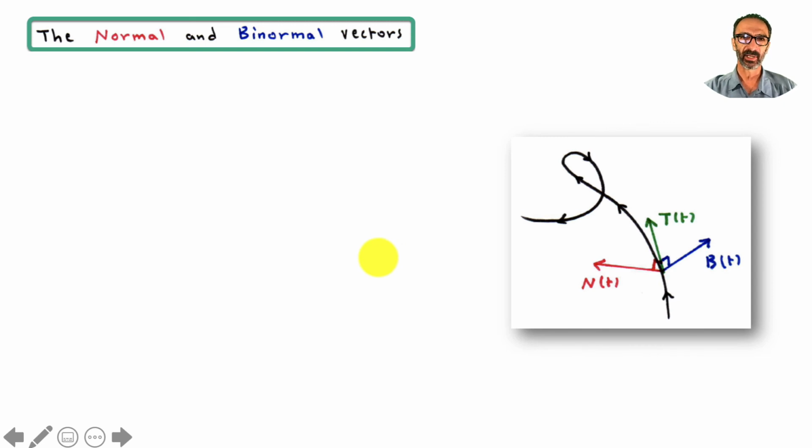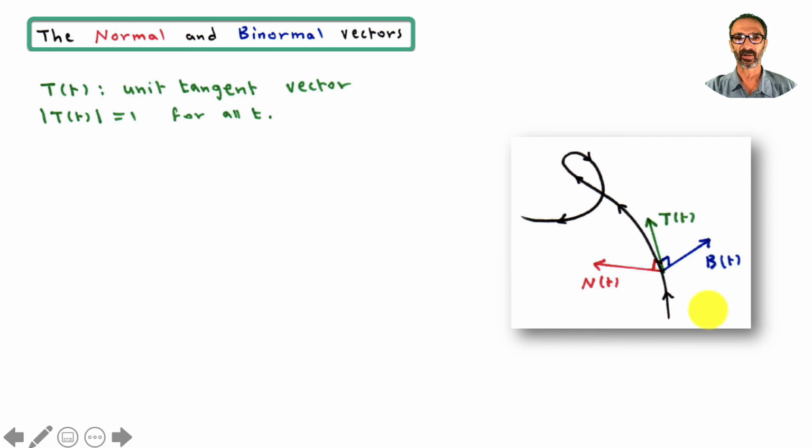This is the last part of this lecture. I could skip it, but it doesn't hurt to see those components within a clear graph. The normal and the binormal vectors. The graph says it. Let me go over it. T of t is a unit tangent vector. That's this one right here. And the magnitude of T of t is 1 for all t. T of t is defined to be r prime divided by its magnitude. That's why it's called unit tangent vector.